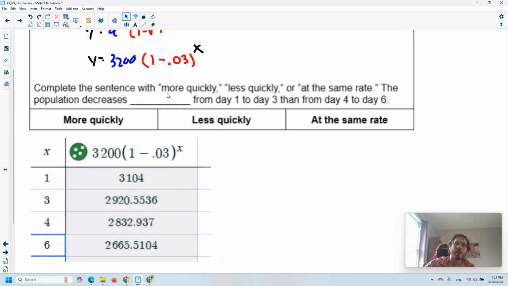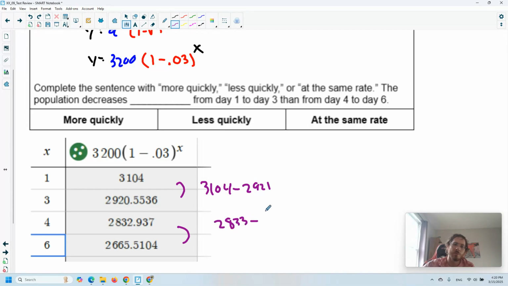This is what I'm trying to compare, how far we're changing. From 1 to 3, I need to find the change from 1 to 3. Okay, that's not too bad. 3,104 minus, we'll call that 2,921. And then I need to find this one also. So 2,833 minus 2,666. Again, we'll just have to do these subtractions to see which one's faster. We'll see if 1 to 3 is faster, so if we're losing more, if 4 to 6 is faster, if we're losing more there, or if they're the same. So we just have to do these subtractions.